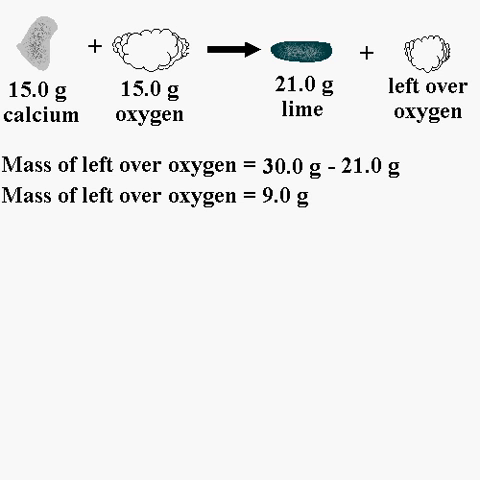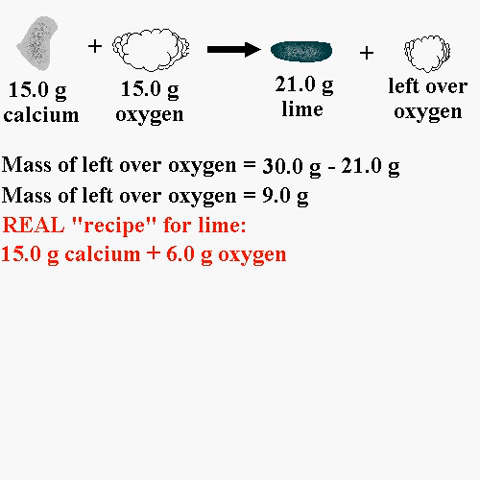Well, if there were 9.0 grams of oxygen left over, that means only 6.0 grams of oxygen were actually used. After all, the chemist started with 15.0 grams, ended up having 9.0 grams left over, so only 6.0 grams were actually used in the reaction. This tells us that the real recipe for making lime is 15.0 grams of calcium plus 6.0 grams of oxygen makes 21.0 grams of lime with no leftovers.